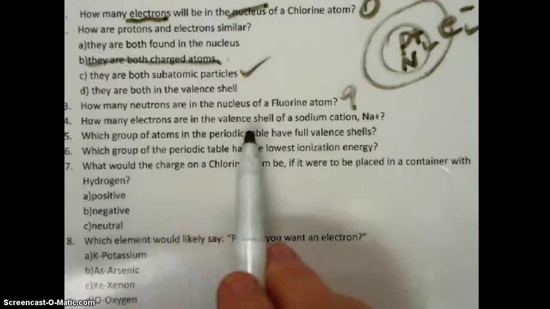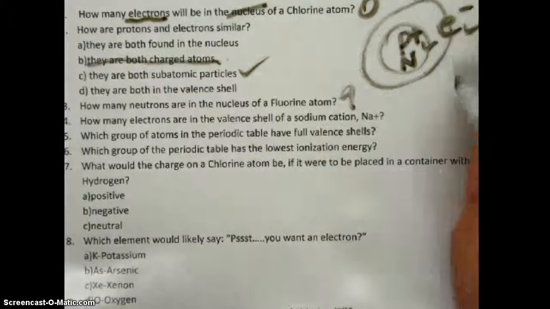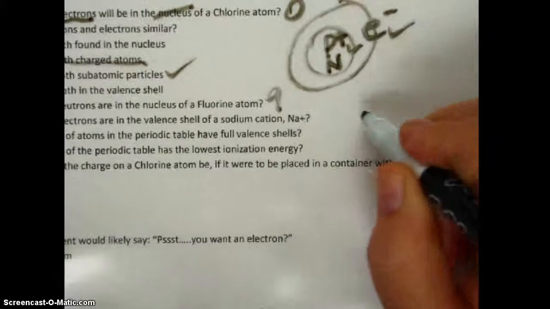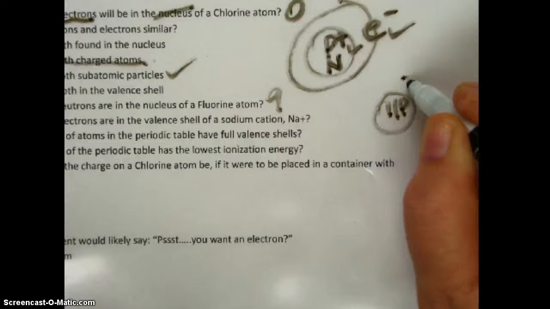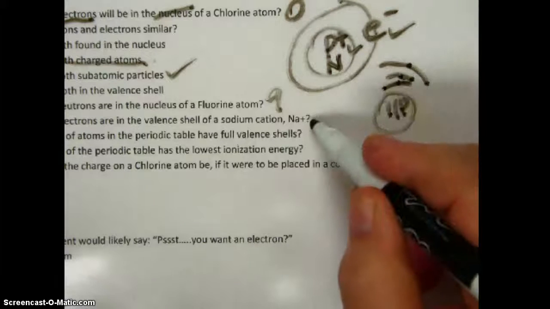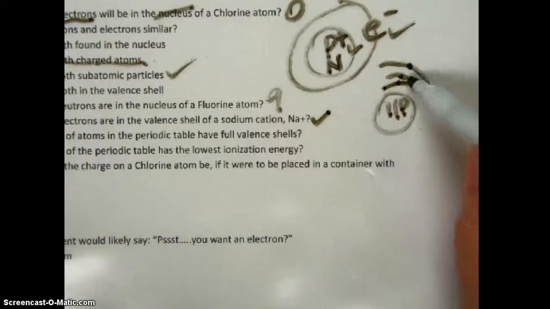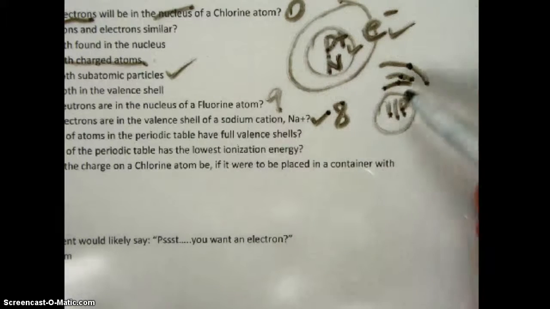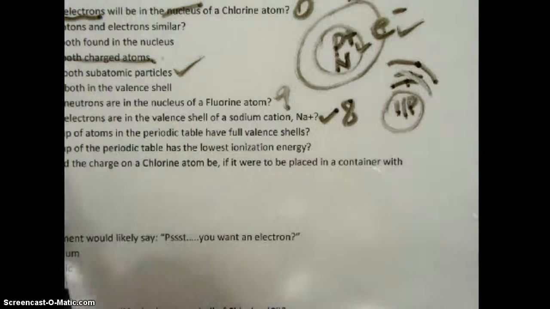How many electrons are in the valence shell of a sodium cation? Okay, so we have to look at sodium, which is atomic number 11, and if you have the sodium atom, if it has 11 protons, then it has 11 electrons. We need to remember that the first shell has 2, the second shell has 8, and the third shell will have 1 for a neutral atom. But we're talking about a cation, a positively charged atom, so that means this electron is gone, so the valence shell will have 8 electrons, because 2 in the first one, 8 in the second. So the valence shell becomes this last shell, which is full at 8.